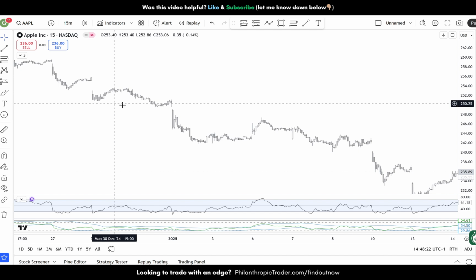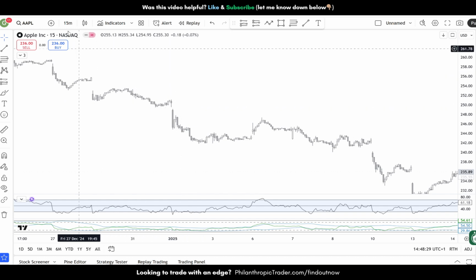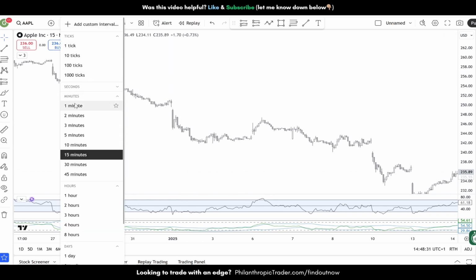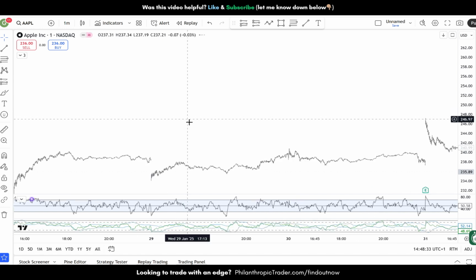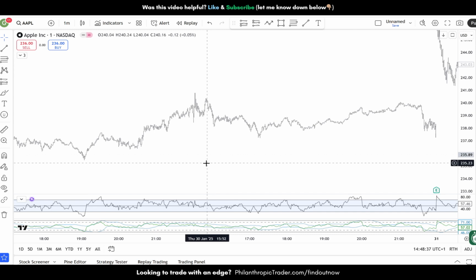So what is scalping? Well, basically it's making multiple trades per day to profit from small price movements. So what you do, you go to the chart, right? You go to the 1 minute chart or the 5 minute chart. These are the best time frames to scalp.